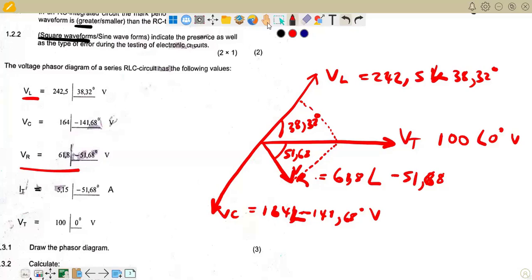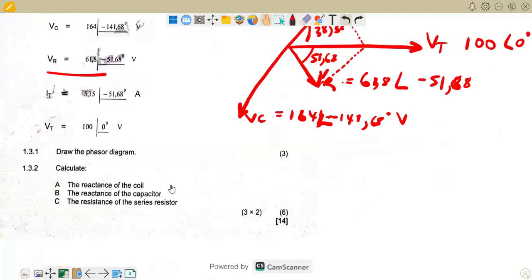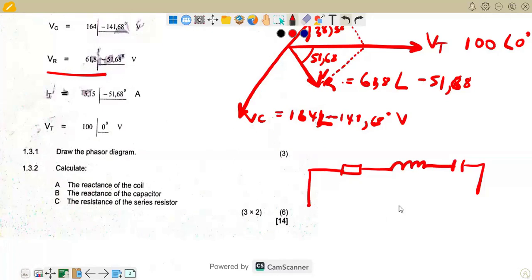The next question was saying, calculate the reactance of the coil. By the way, I would want us to understand that this information is being taken from an RLC circuit. This is how our circuit actually looks with our supply. Of course, no one is asking this. I'm just mentioning it for the sake of emphasis and clarity, to say we do have 100 volts here.